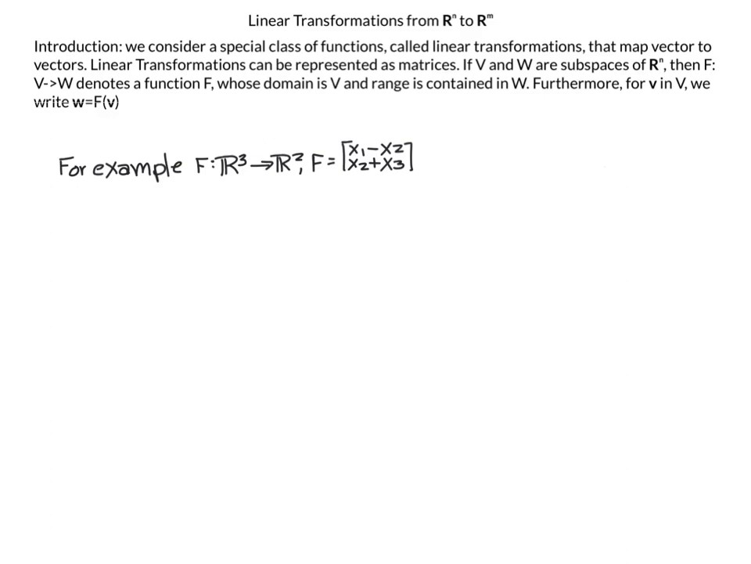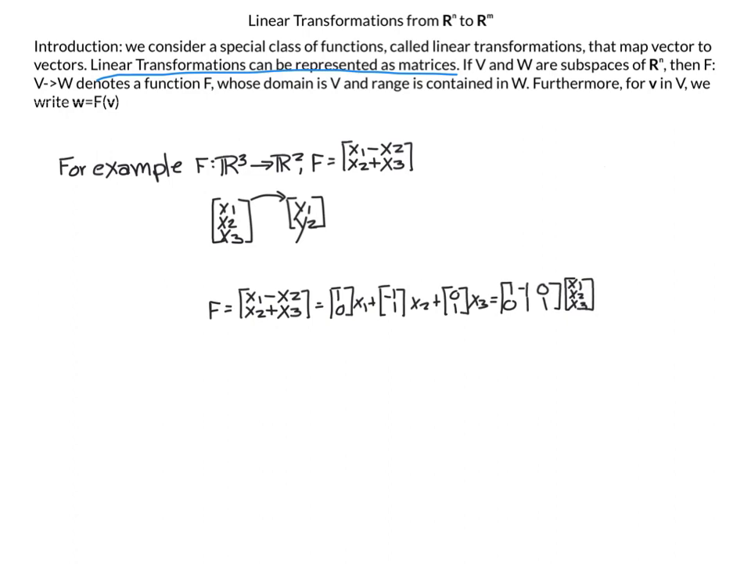Our first example is a function f that takes vectors in R3 and maps them into R2. I can represent this situation pictorially. We have a vector in R3, so x1, x2, x3, and it gets mapped into a vector in R2, like y1, y2. An example is this function here that takes x1, x2, x3 and maps it into x1 minus x2 and x2 plus x3. If I want to find the matrix that represents this transformation, because remember we said linear transformations can be represented by matrices, I'm going to look at my function and figure out what it does to x1, x2, and x3.